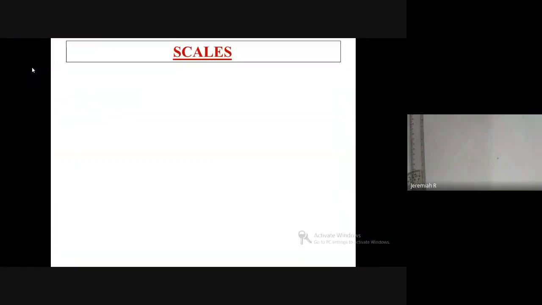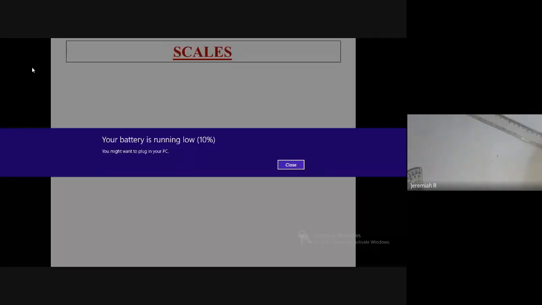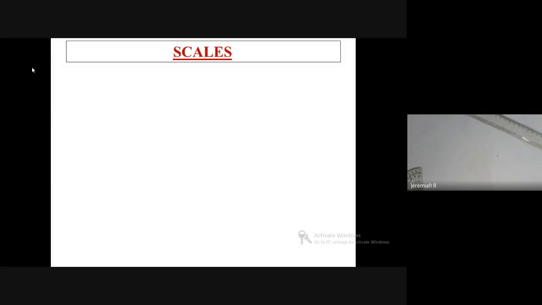What is a scale? You have used some scales, maybe 30 centimeter length or 1 feet length. In your geometry box, you have a scale. Like that, for different units, I want to draw a kilometer in a drawing sheet. So you have to make a kilometer scale. What is the scale you're using? That is 1 feet, that is 30 centimeter.